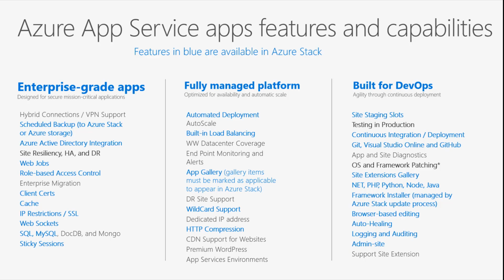Some other quick things here, and again, you can read the slide: fully managed platform, automated deployment, built-in load balancing, app gallery, wildcard support, HTTP compression, and also it's built for DevOps. One of the favorite features a lot of people like in app services is site staging slots. So you can do swapping of the slots, which is pretty cool. It's almost like different little partitions of apps where you can have dev, test, QA, prod, and as you develop and test and stage, you can literally flip a switch and in real time move that application from those various pre-production environments.